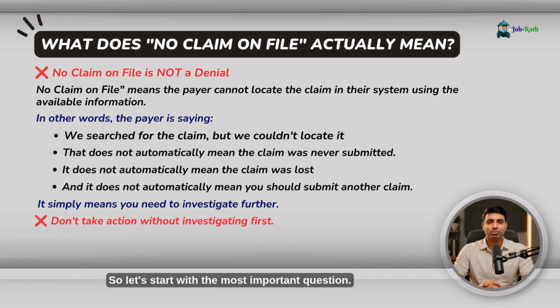So let's start with the most important question. What does no claim on file actually mean? Many beginners assume that no claim on file means the insurance company denied the claim, but that's usually not true. No claim on file is not actually a denial. It is simply the payer telling you we cannot find the claim in our system using the information currently available. In other words, the payer is saying we searched for the claim but we couldn't locate it.